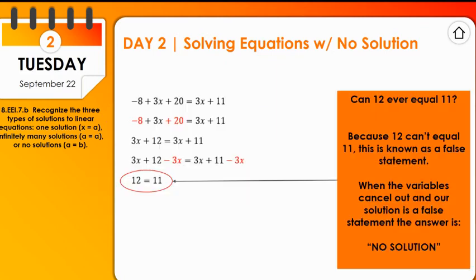So why do we have an answer of no solution? So it goes back to my question, can 12 ever equal 11? So because 12 can't equal 11, this is known as a false statement. And then pick a color that you can see. This is a false statement. And so this is what I want you to write in your notes.